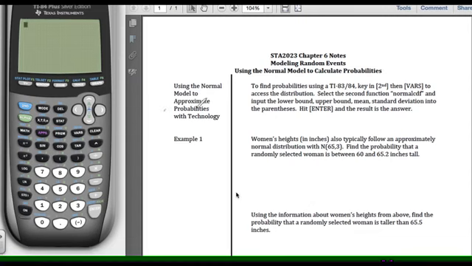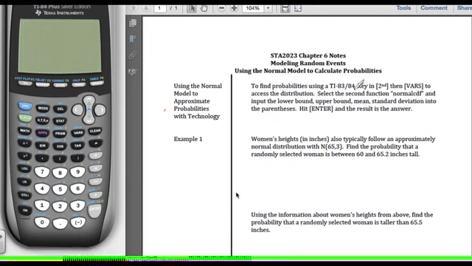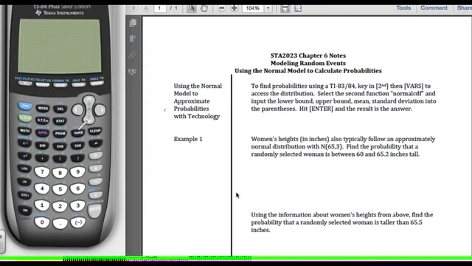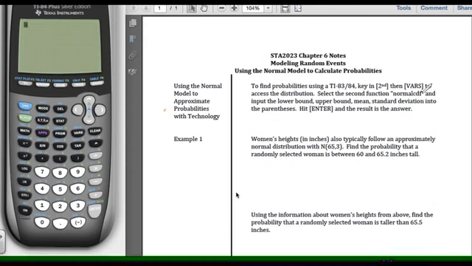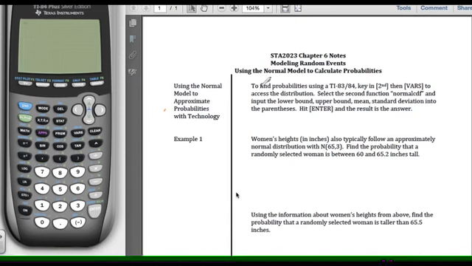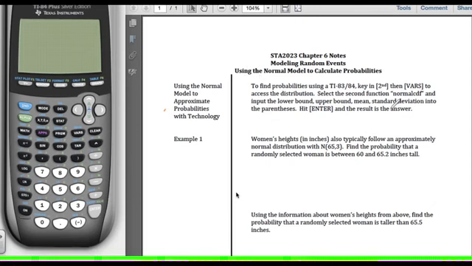If you have a normal distribution, you want to hit the second button and then vars, which is over here next to clear. And you're going to pick the second function, which is normal CDF. Normal CDF stands for normal cumulative distribution function. And we're going to input 4 values. The lower bound, where does my shading start? The upper bound, where does my shading end? The mean, and then the standard deviation. We'll hit enter, and the result is the answer.